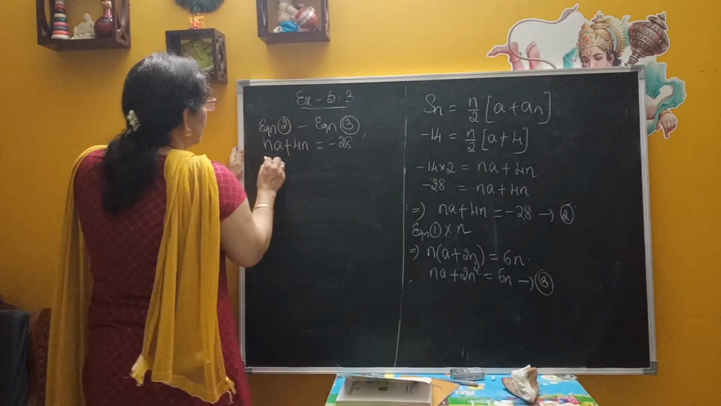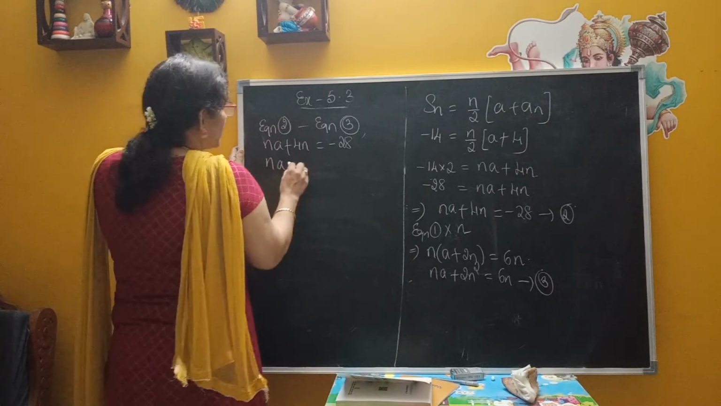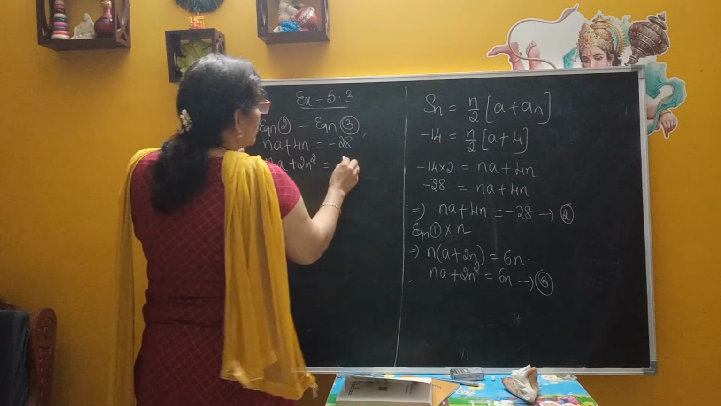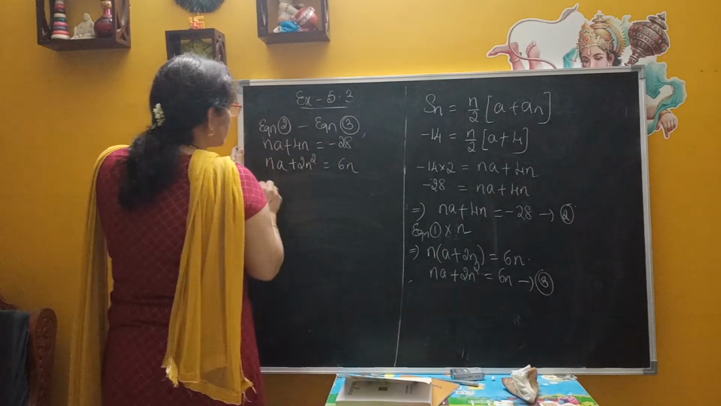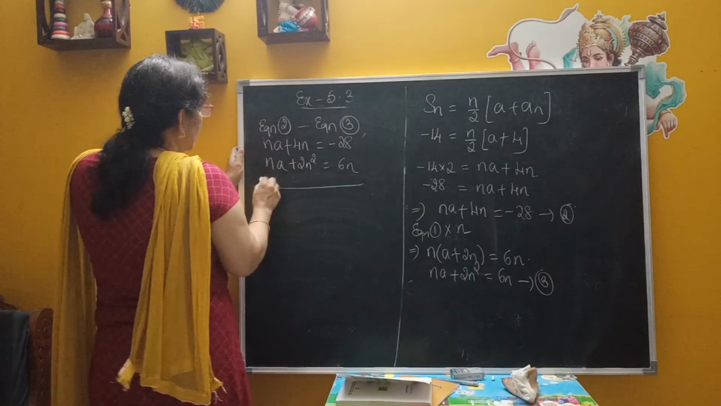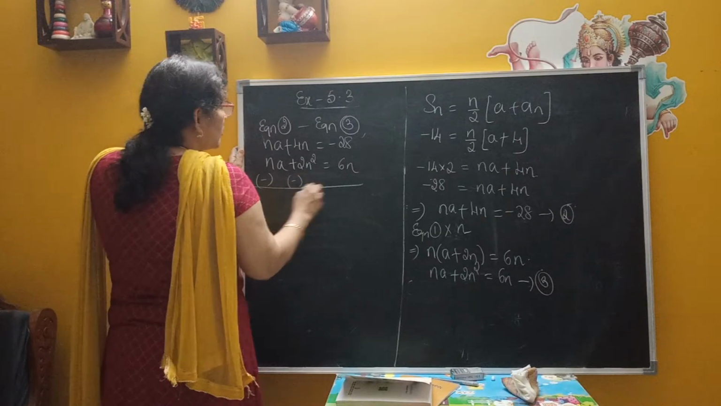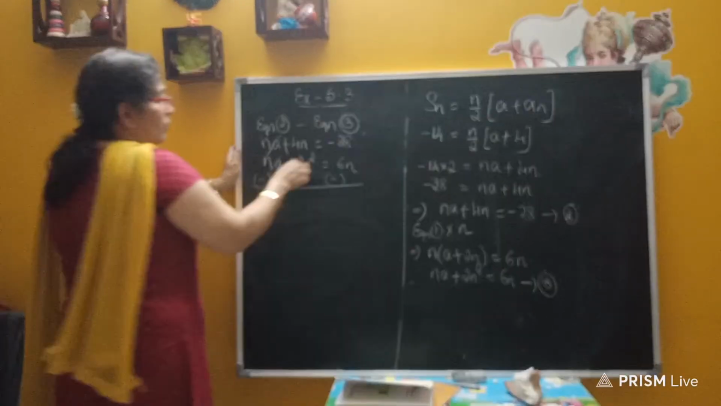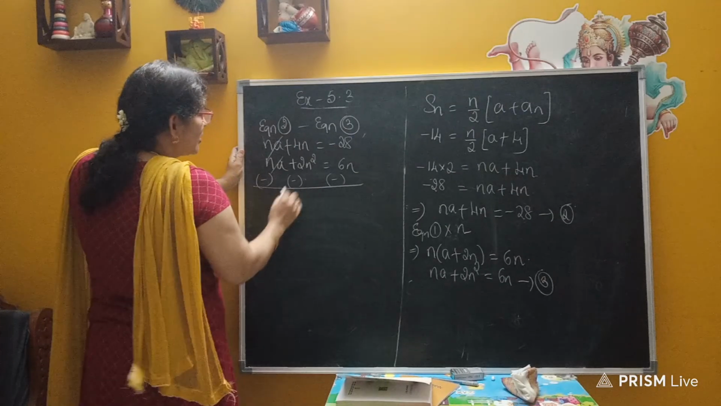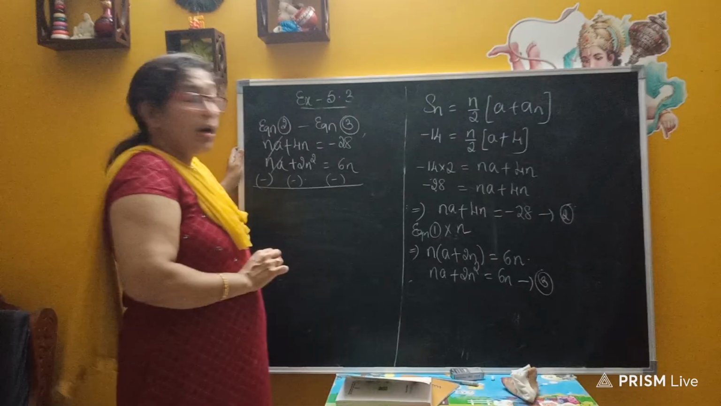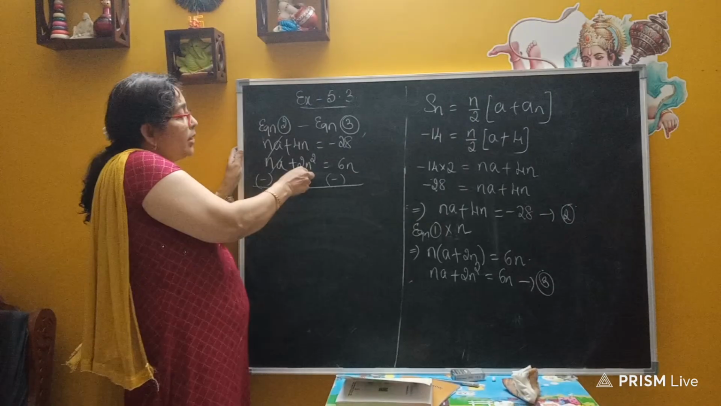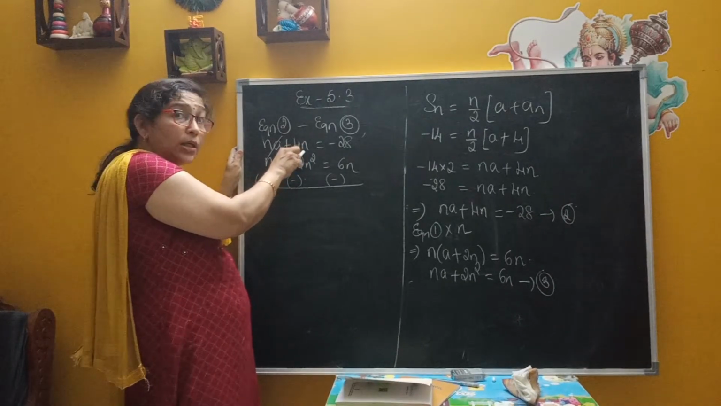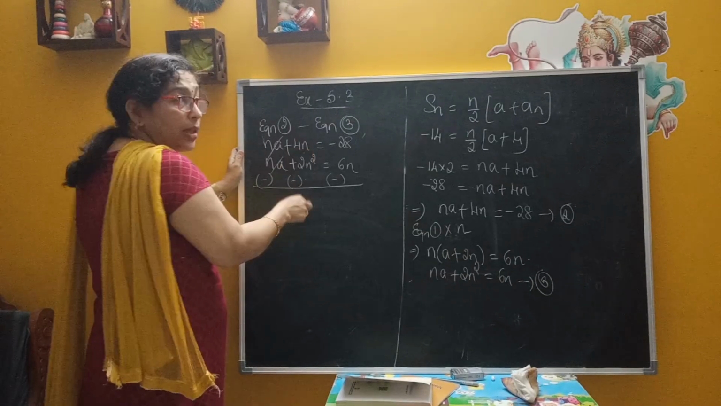And n a plus 2n square is equal to 6n. Let us subtract now by changing the sign. n a gets cancelled. Okay, what remains here? Let me write this as both are unlike terms. Here we have n square, here we have n. Can we add or subtract them? Nothing can be done. So these are unlike terms.